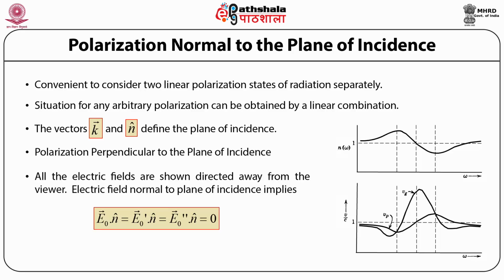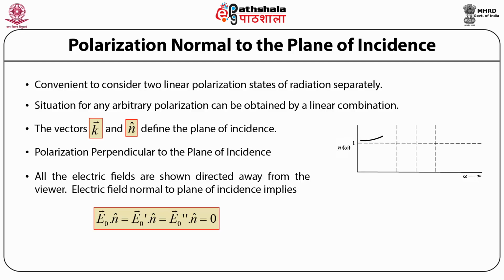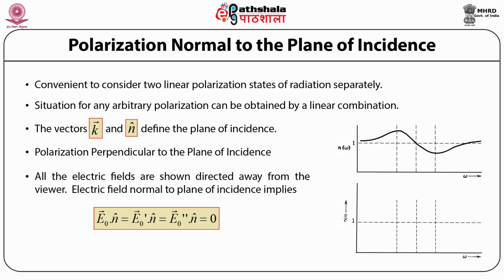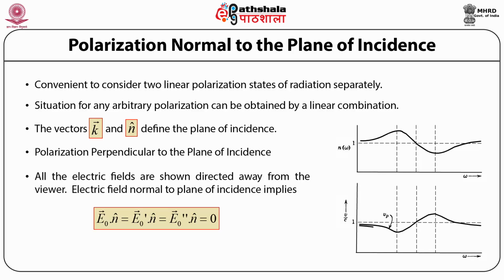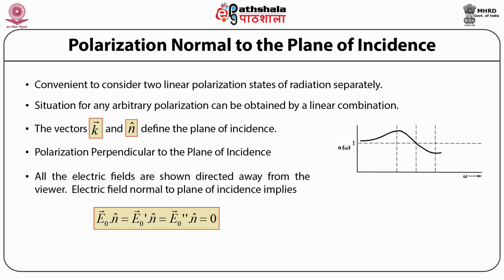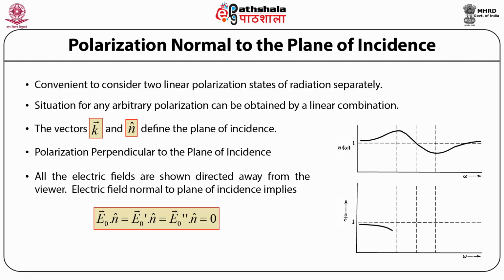So the electric field is normal to the plane of incidence implies that the dot product of the amplitude of the electric field vector of the incident wave with the unit normal is equal to the dot product of the amplitude of the electric field of the reflected wave with the unit normal, and this is equal to the dot product of the amplitude of the electric field of the refracted wave with the unit normal, and all these three turn out to be equal to 0, since the electric field is normal to the plane of incidence and the unit normal vector is in the plane of incidence.